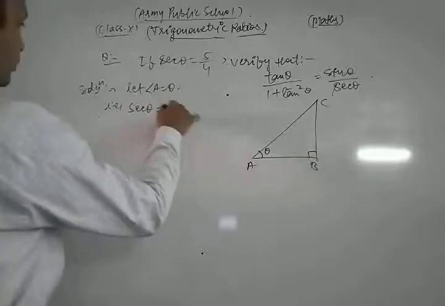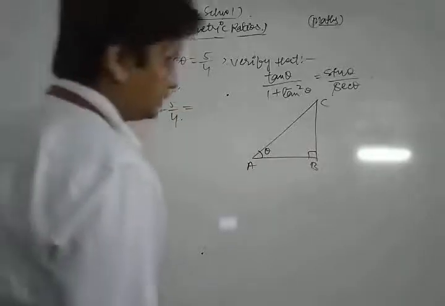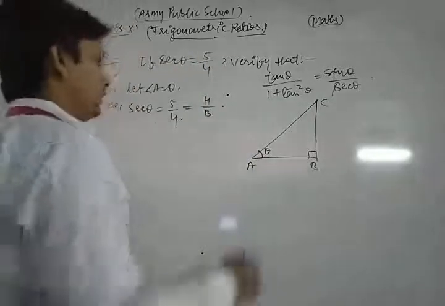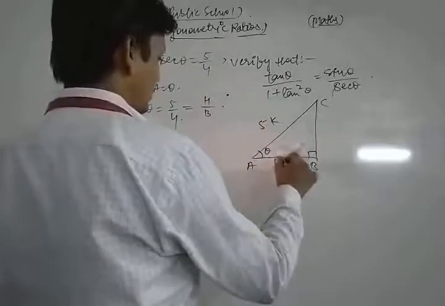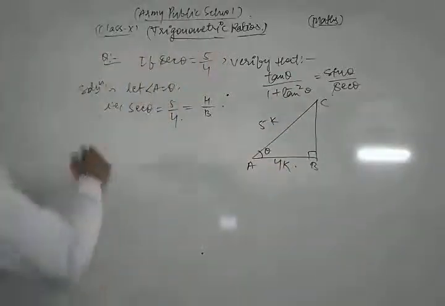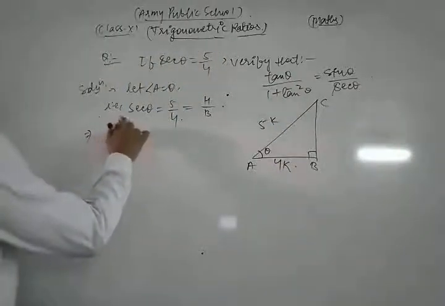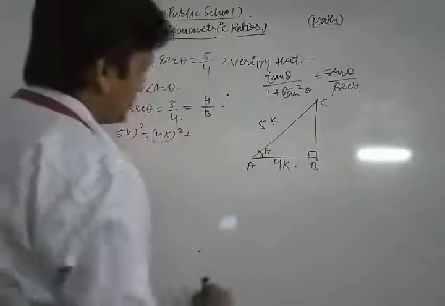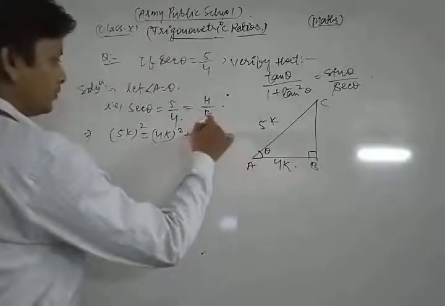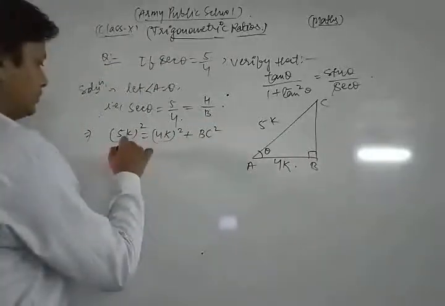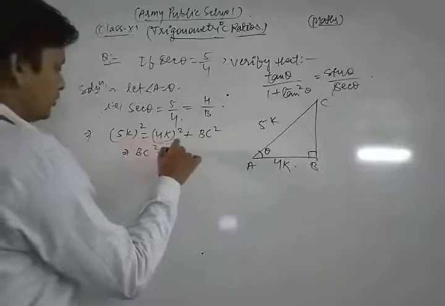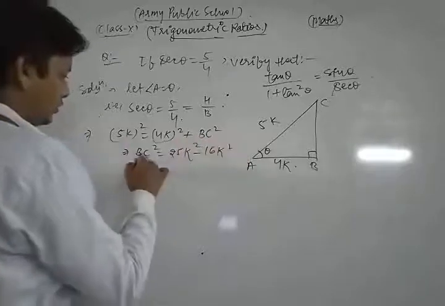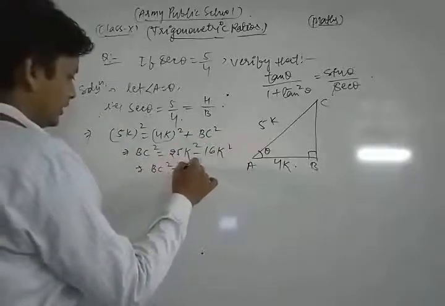That is, sec theta is 5 by 4, and sec theta is equal to what? Hypotenuse upon base. Hypotenuse is 5k and base is 4k. Now by Pythagoras theorem, 5k square is equal to 4k square plus BC square. Now from there BC square is equal to 25k square minus 16k square. So we get BC square is equal to 9k square.